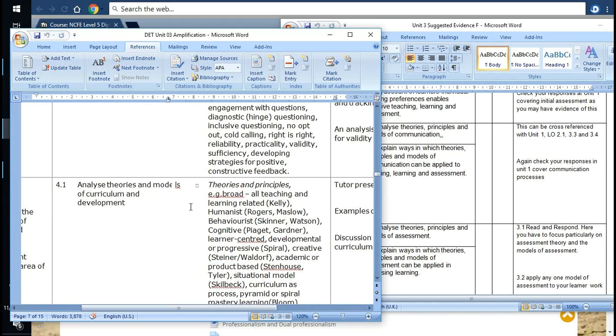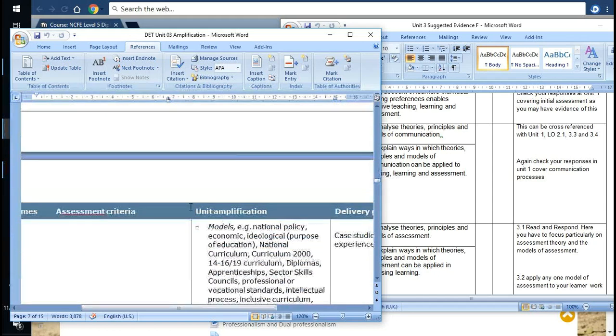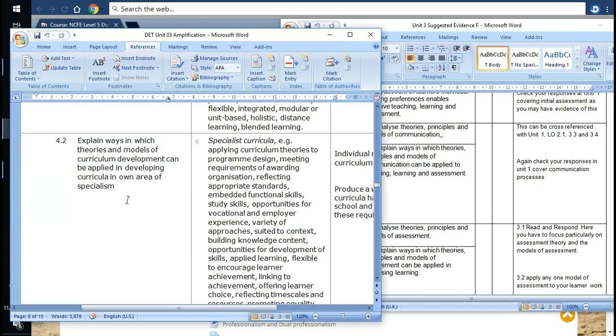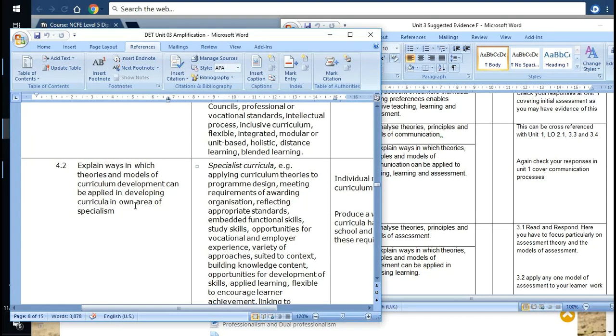So again, there's a bunch of guys you can look at there and get some information on, a short analysis of them. And lo and behold, 4.2 explains ways in which theories, models, and curriculum development can be applied in developing the curricula in your own specialism. And that is it again. Which one applies to me? Which one? I mean, there may be none that specifically apply to you. They may be outside the normal thing that you do. But you can pick one that's closest to, and then explain how you actually develop your curricula in terms of the analysis you've just done.